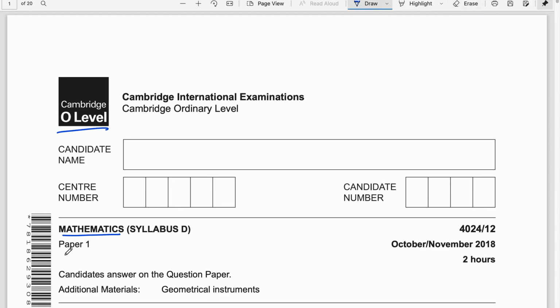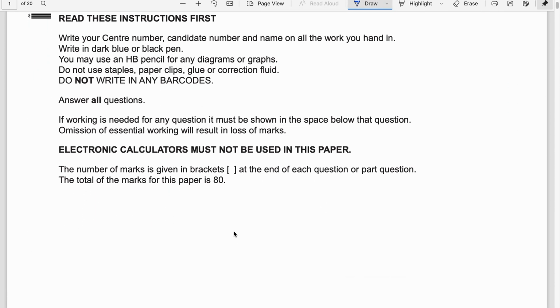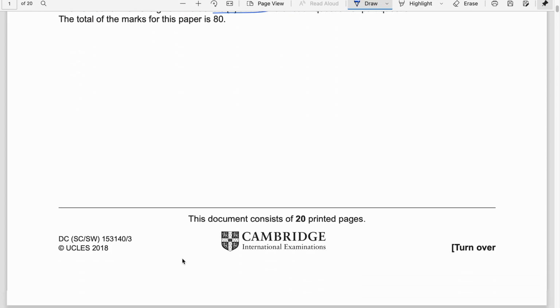Subject is mathematics, paper 1, variant 2. Session is October November 2018. Time allowed is 2 hours. Calculator is not allowed. Calculator must not be used.